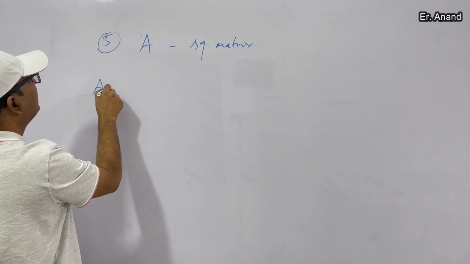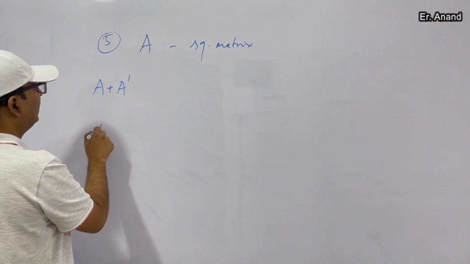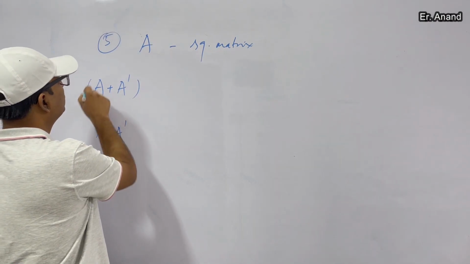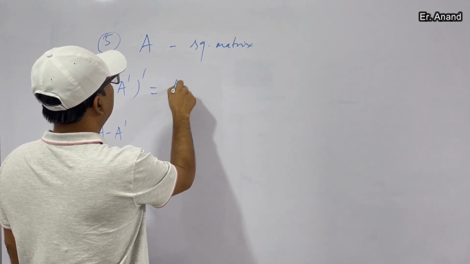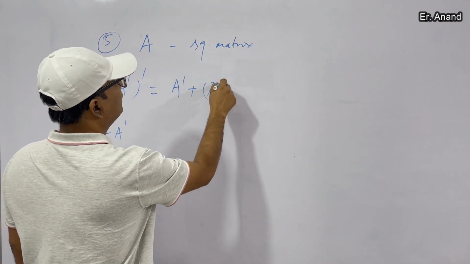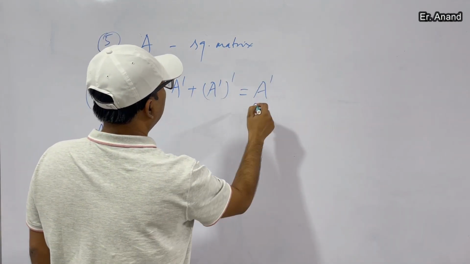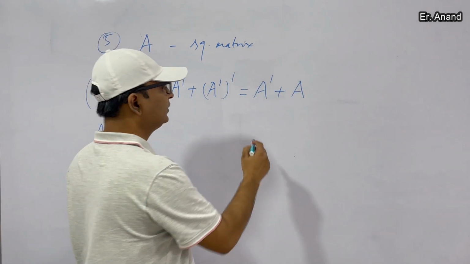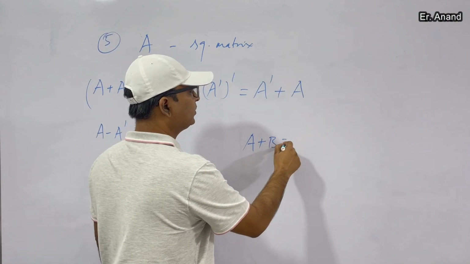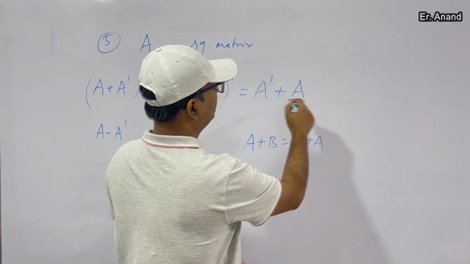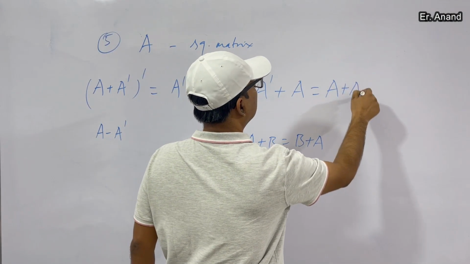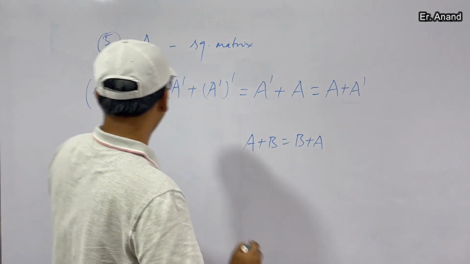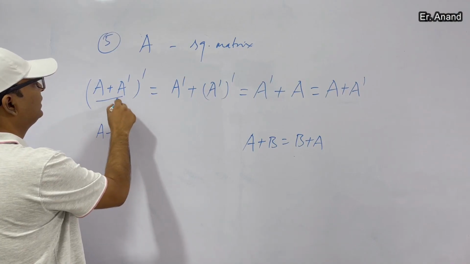We have to prove that A plus A dash is symmetric and A minus A dash is skew symmetric. Let's see, the transpose of A plus A dash will be A dash plus A. We know that in a matrix, A plus B is equal to B plus A. Therefore, this can be written as A plus A dash. Now what you see? The transpose of A plus A dash is equal to A plus A dash. Therefore, A plus A dash is symmetric.